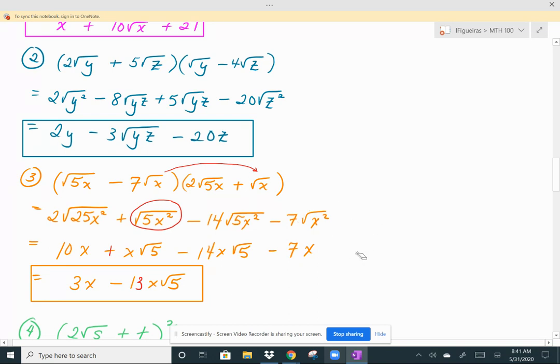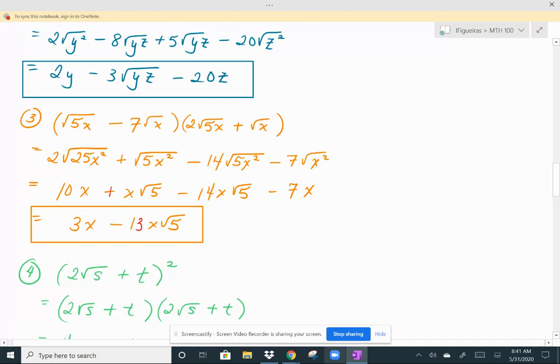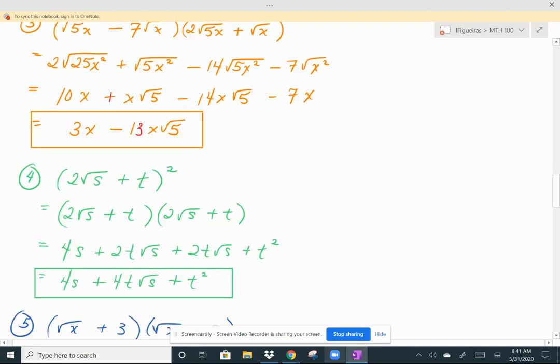Okay, there's one more. I have 2 root s plus t raised to the second power. So that means I have to expand that binomial. That means you're multiplying the same binomial twice. So I have 2 root s plus t times 2 root s plus t. All right, so now we FOIL.